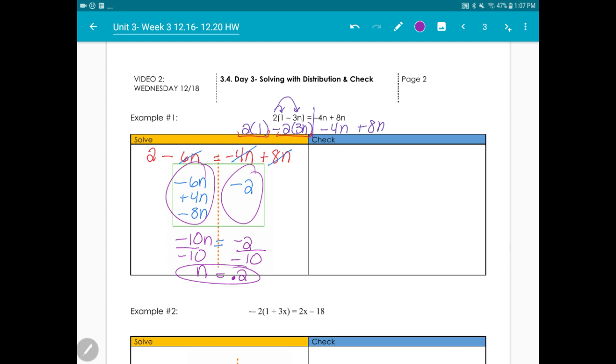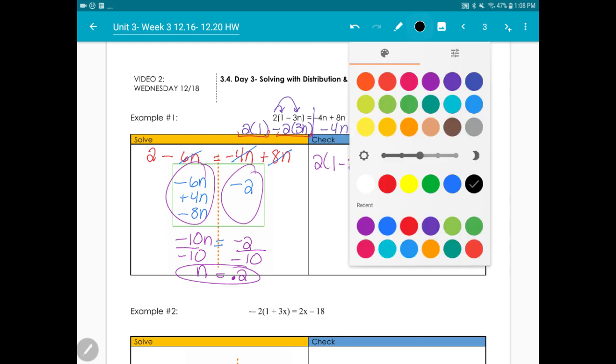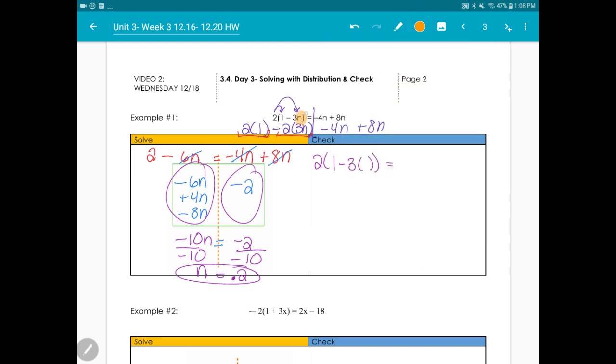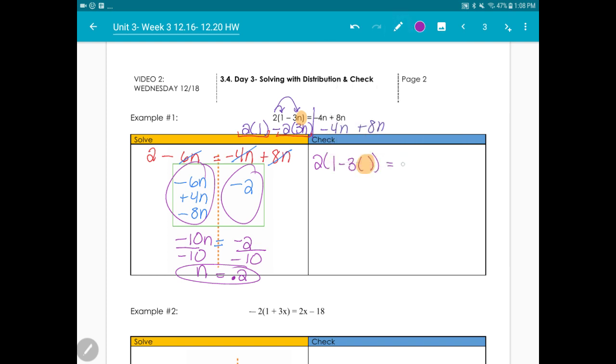All right, so I need to go ahead and check that. So how do I check this? Same thing that we did last week, but now I just have to be careful with my parentheses because I'm putting parentheses where I saw a variable. So here I saw a variable, so I'm putting parentheses there. But I also have to put parentheses where my distribution was.